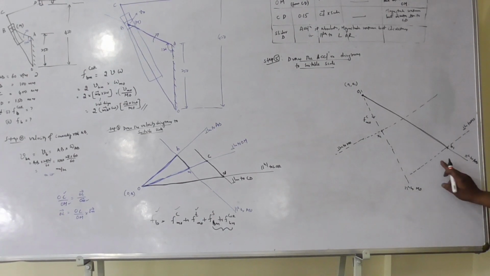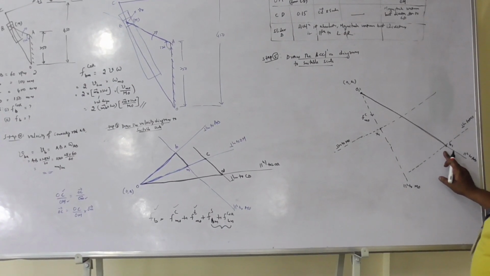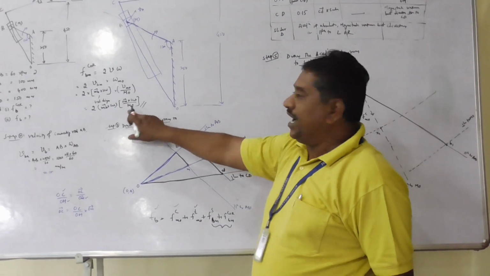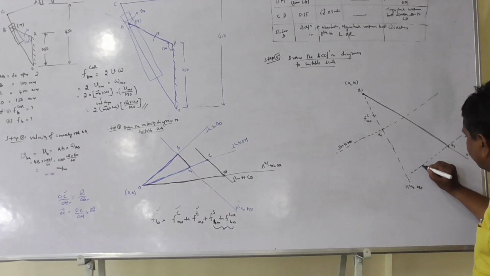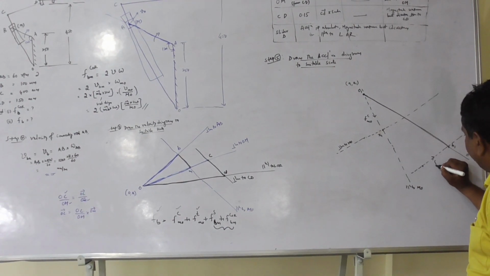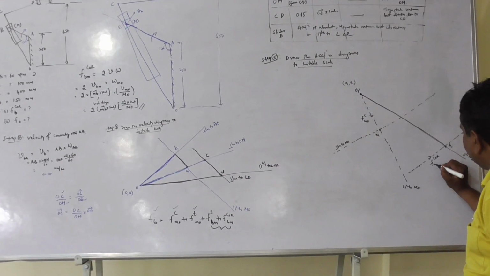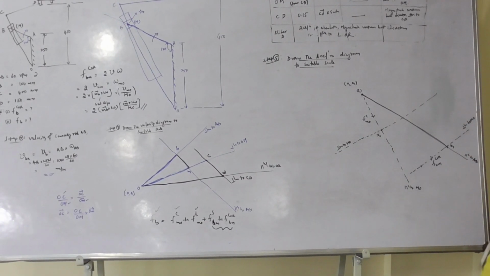Perpendicular to MO, passing through B1. Now I will measure the magnitude of Coriolis component with the scale of the acceleration diagram from B1, and I will fix up this point. This component is Coriolis component of B relative to M.